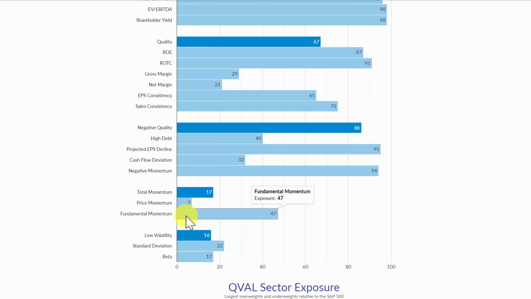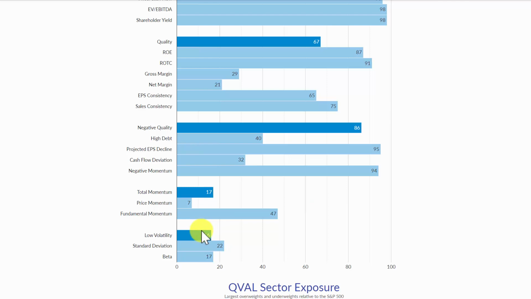But the fundamental momentum is much higher, which means the fundamentals of these companies have been doing much better than the prices of these companies. So that's typically a good sign when the fundamentals are doing better than the price is. And so this has a combined momentum score of 17, but it has much more fundamental momentum than it does price momentum. And then the last one is low volatility.